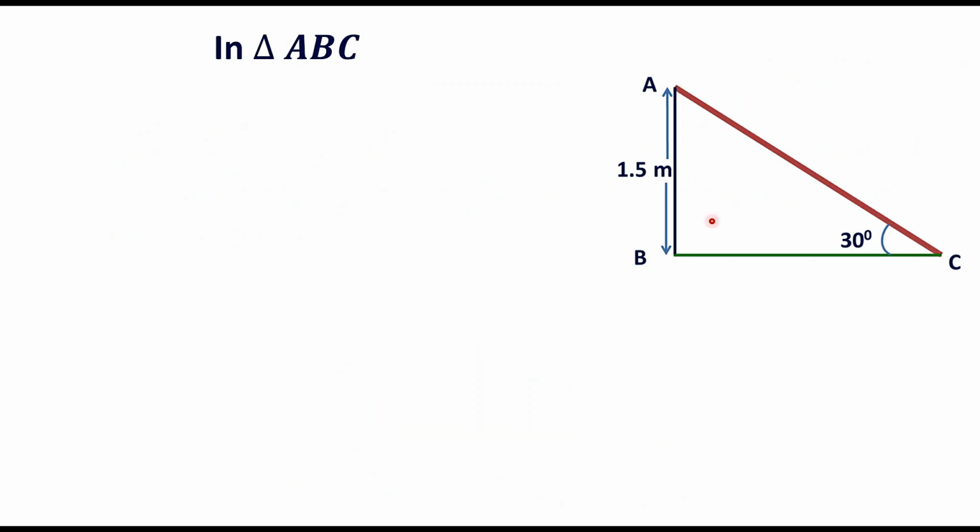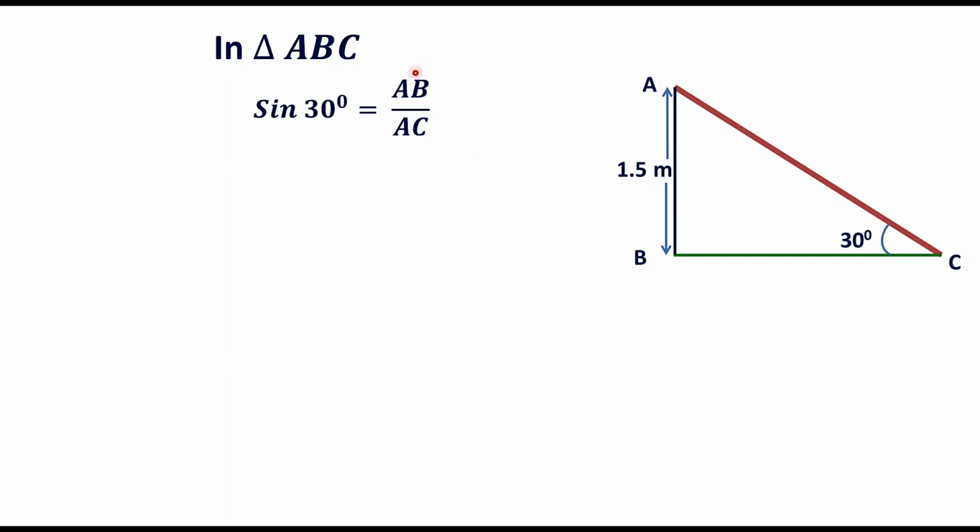Now in triangle ABC, here ABC is a right angle triangle in which AB is the perpendicular of the triangle, angle ACB is 30 degree and the slide AC is in the form of hypotenuse of the right angle triangle. So we have to find out the length of the slide, which is the hypotenuse of the right angle triangle, and AB is the perpendicular.